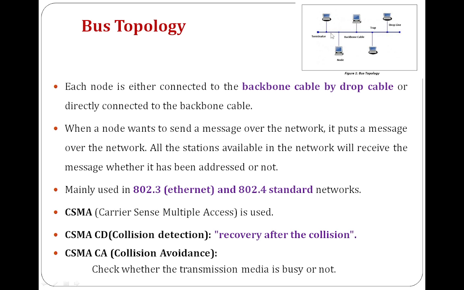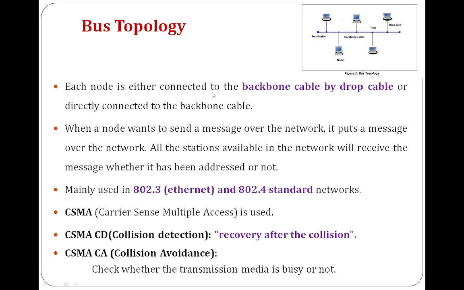For example, if PC1 wants to transfer data to PC5, it will forward the packet to the central cable. All the remaining 4 nodes will receive the packet. If the node is the destination node, it will accept that packet; otherwise, the other nodes will discard it. Now let us move on to the definition.